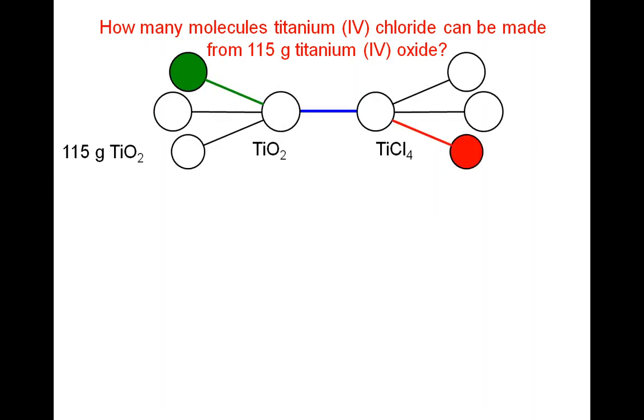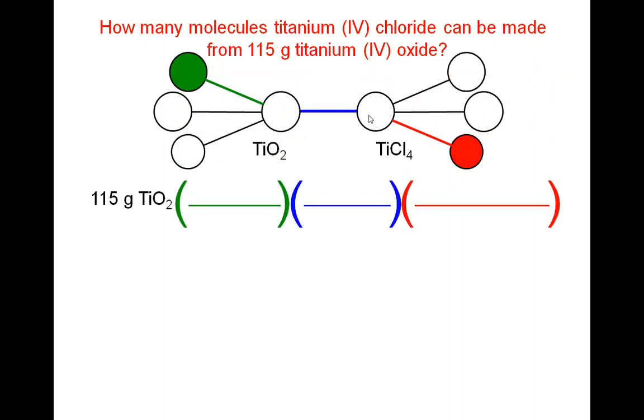And this time, we're going from grams of titanium oxide. Always change to moles. If you don't have moles, you always change to moles. Grams of titanium oxide to moles of titanium oxide. Then moles of titanium oxide to moles of what we want, which is titanium chloride. And then moles of titanium chloride to molecules of titanium chloride. So that is 1, 2, 3 steps.